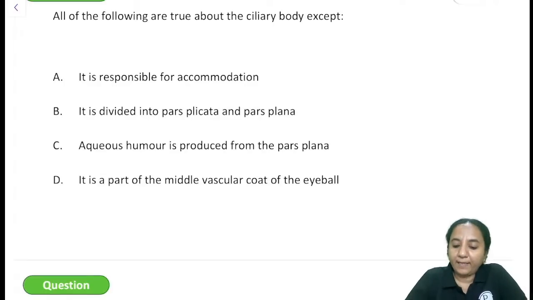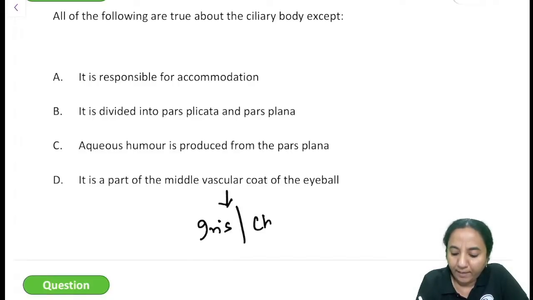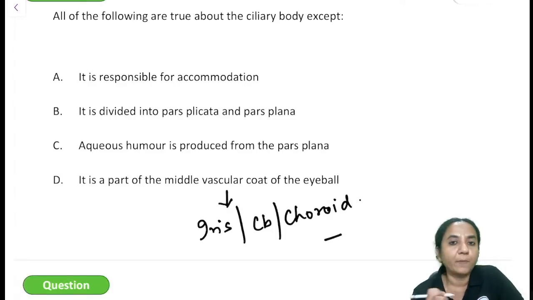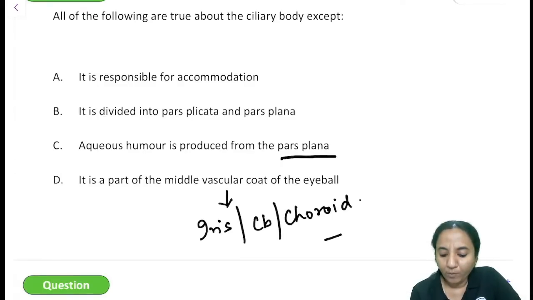Yes, so you know that the ciliary body is a part of the middle vascular coat. The middle vascular coat consists of the iris, the ciliary body and the choroid. It is divided into pars plicatum and pars plana. It is responsible for accommodation and it also is responsible for production of aqueous humor. But aqueous humor is not produced from the pars plana, it's produced from the pars plicatum.